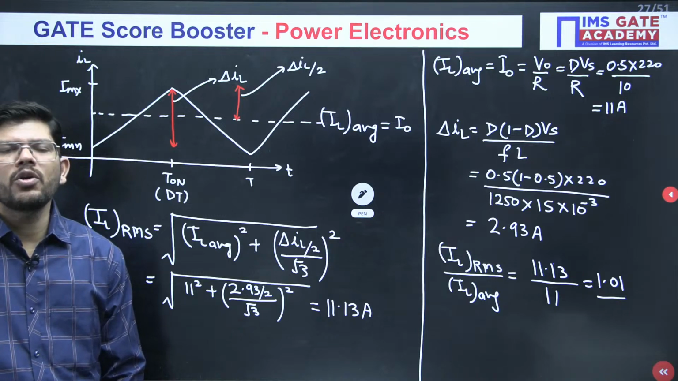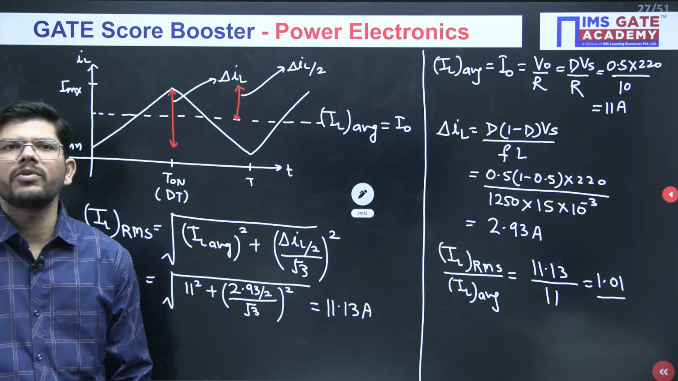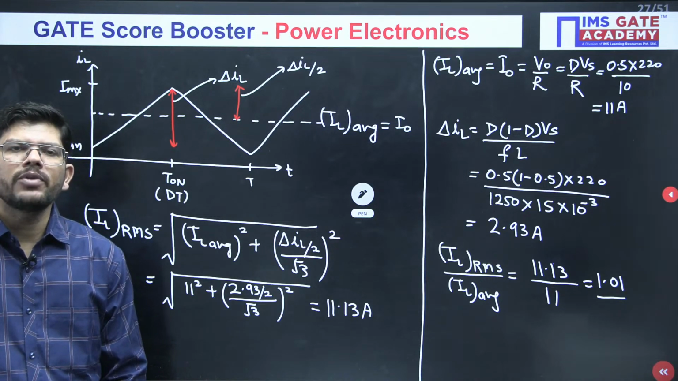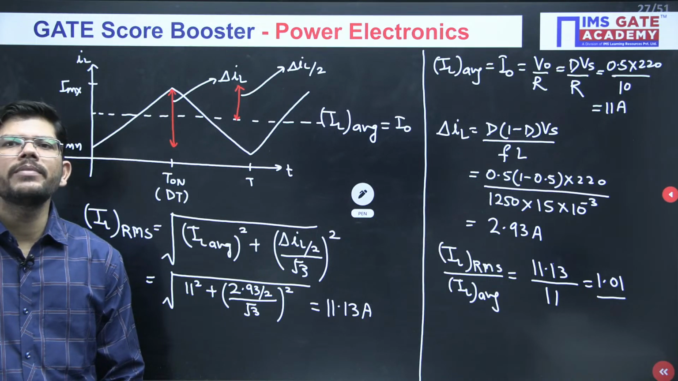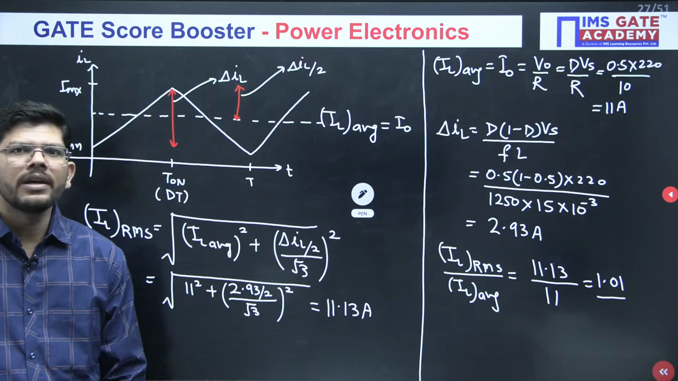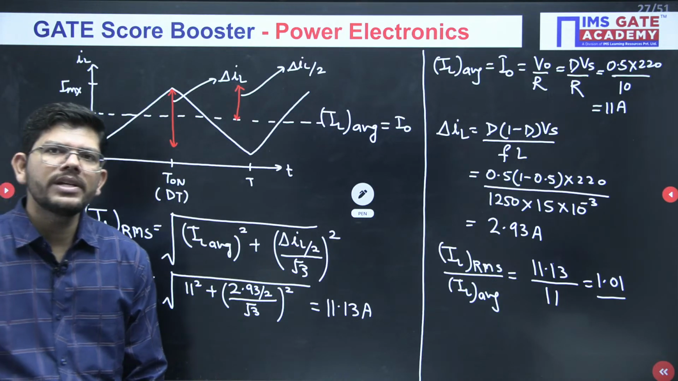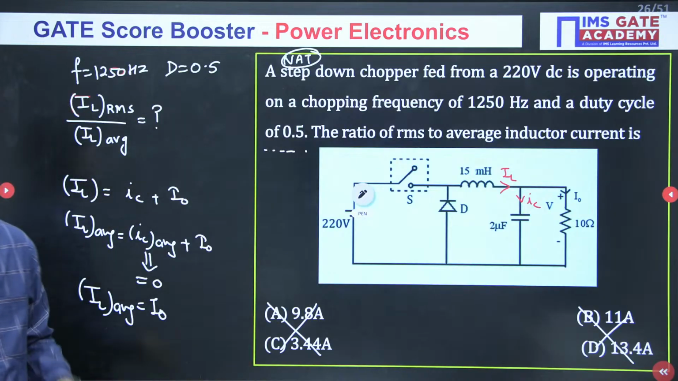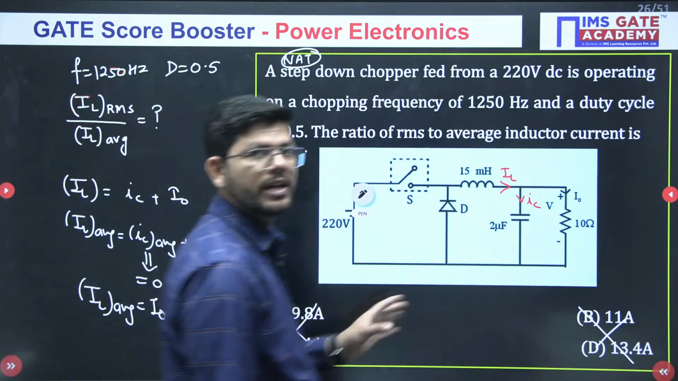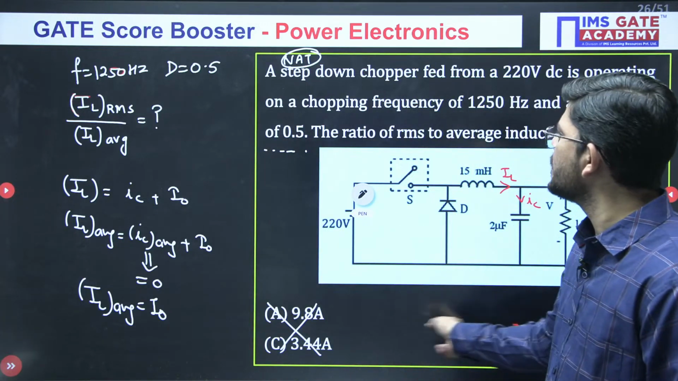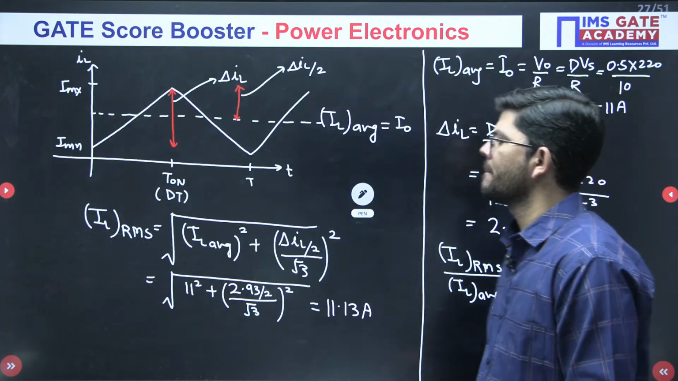RMS over average is also called the form factor, isn't it? For an ideal DC, the form factor has to be equal to 1. If you are getting other than 1, that means some ripples are also there, some AC content is also present. Very good, Nilmesh. So this is how you can solve this question, and be ready for these kinds of questions. They may be part of the upcoming GATE exam. Did you find this question to be a very good one?